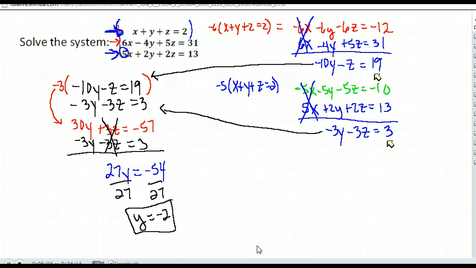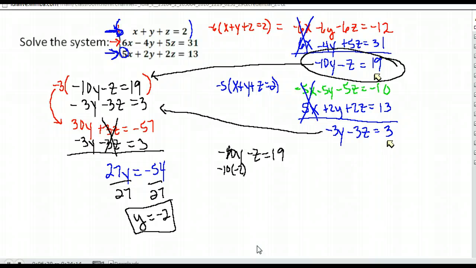So let's say I chose to use this first one I found, where -10y minus z equals 19. Now my y was -2, so if I substitute that in there, I have -10 times -2 minus z is 19. Negative 10 times negative 2 is 20. And let's go ahead and solve that.